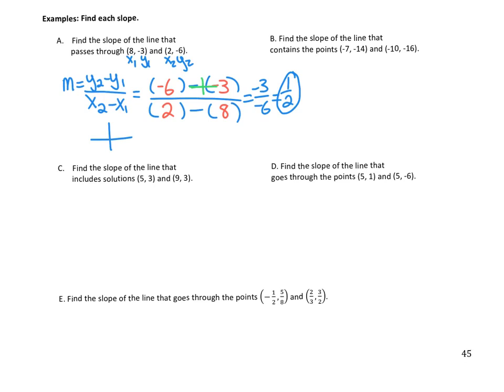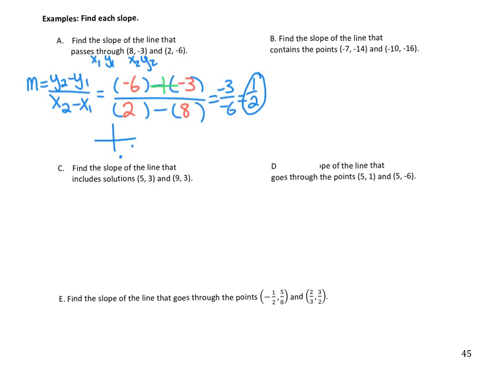If I wanted to sketch this graph, I'd have 8, -3, and I'd have 2, -6. And so I could see that the slope is going to be positive and that both points are in quadrant 4. Let's try example B.